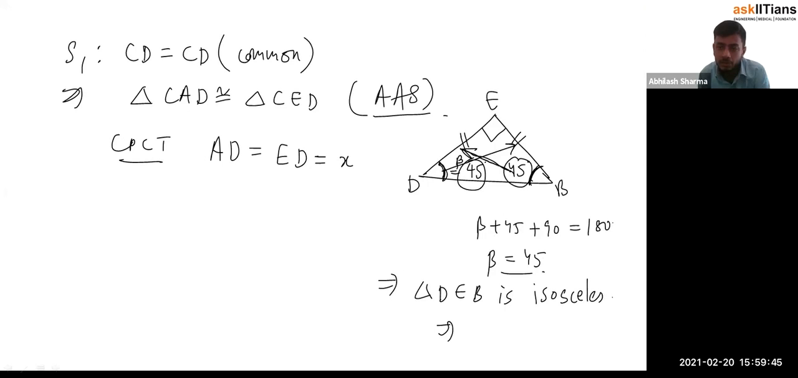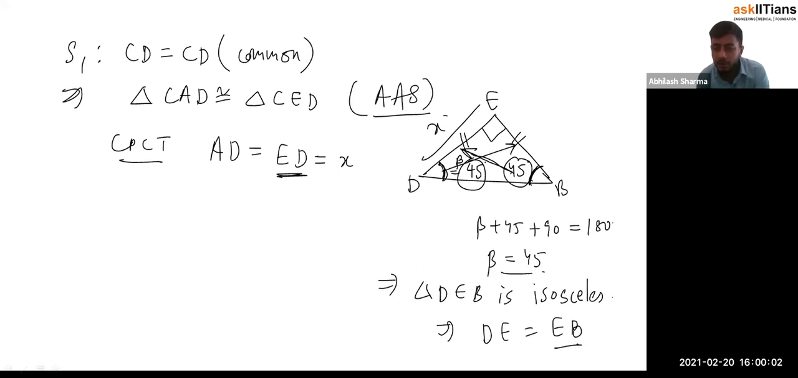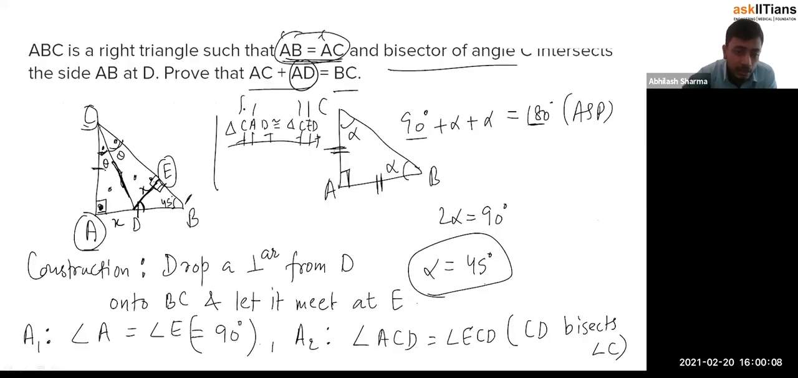This is a property that we have been using so many times for an isosceles triangle, implies DE equal to EB. Okay, but DE length is already X here. So what can I say? EB will also be X, because it is equal to DE only. So EB length is also going to be X.